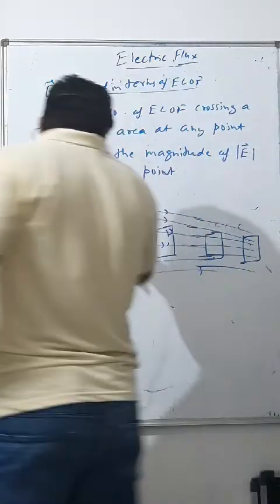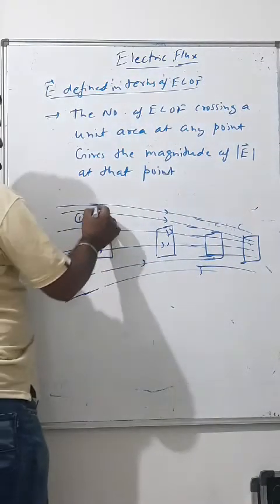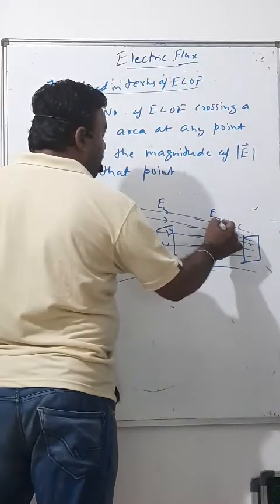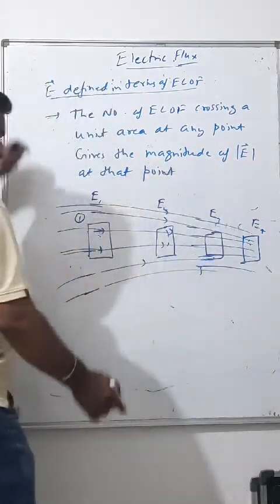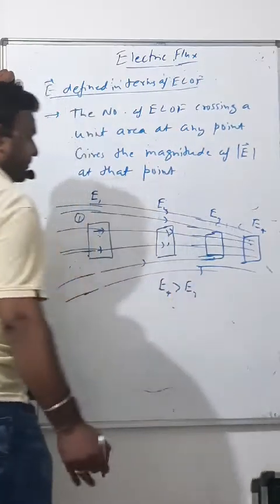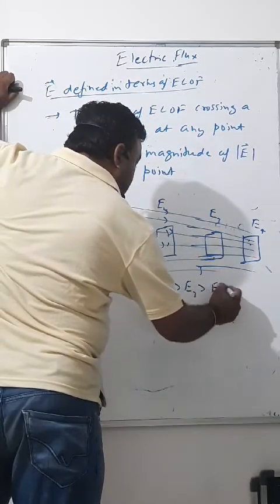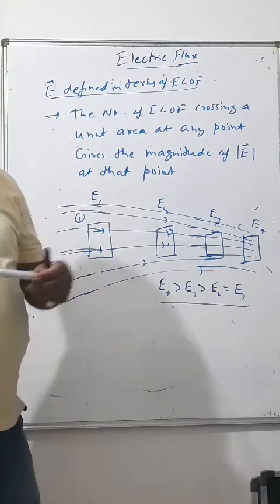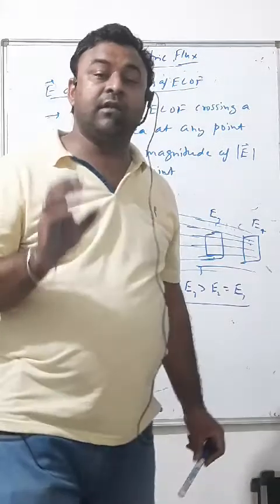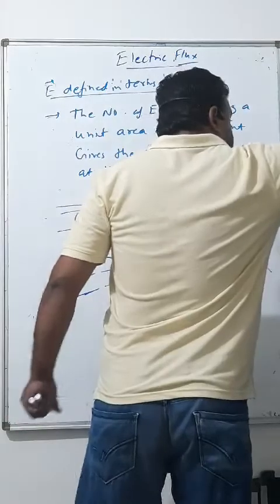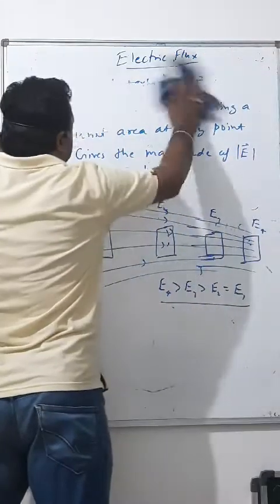Now look here carefully. I can say that if here is electric field E1, here is E2, here is E3, here is E4, definitely E4 is densest. It is greater than E3, greater than E2, and E1 and E2 are same. This is the definition of electric field intensity in terms of electric lines of force crossing a given area.